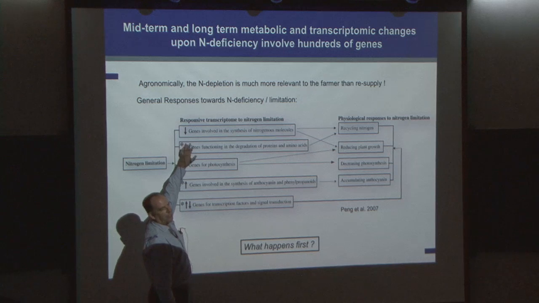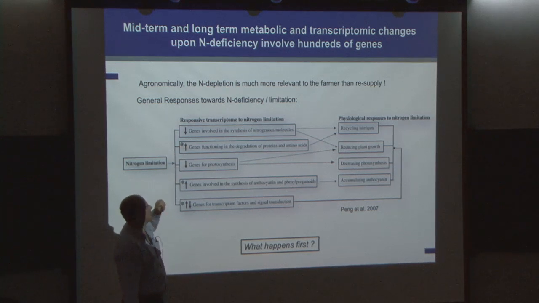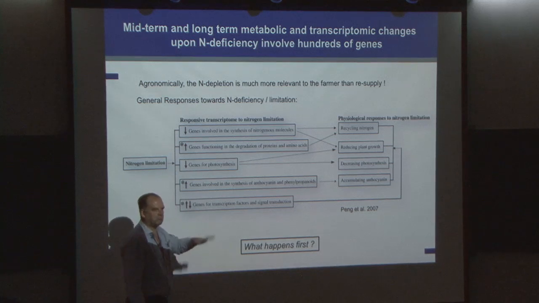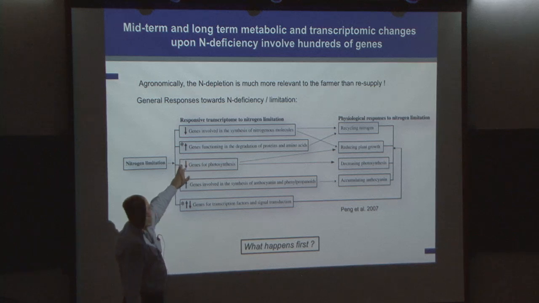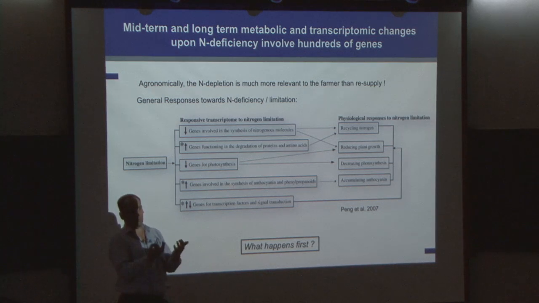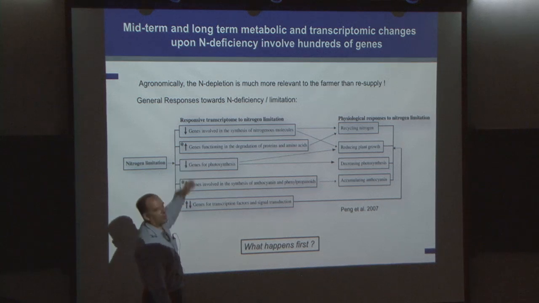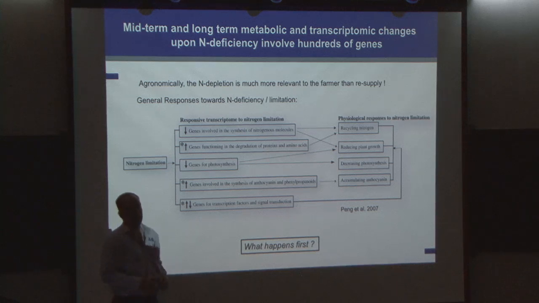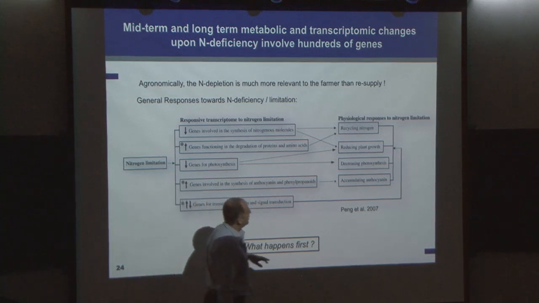Well, the genes that are normally involved in making these nitrogenous molecules are slowly decreased in expression. The genes functioning in degradation of proteins and amino acids to get some nitrogen from this degradation are going up. So the plant remobilizes something that it does not need for nitrogen, for new genes. Genes for photosynthesis are going down, typically. Some stress-related compounds are going up, and some signal transduction is going up or going down. It's not so clear here.